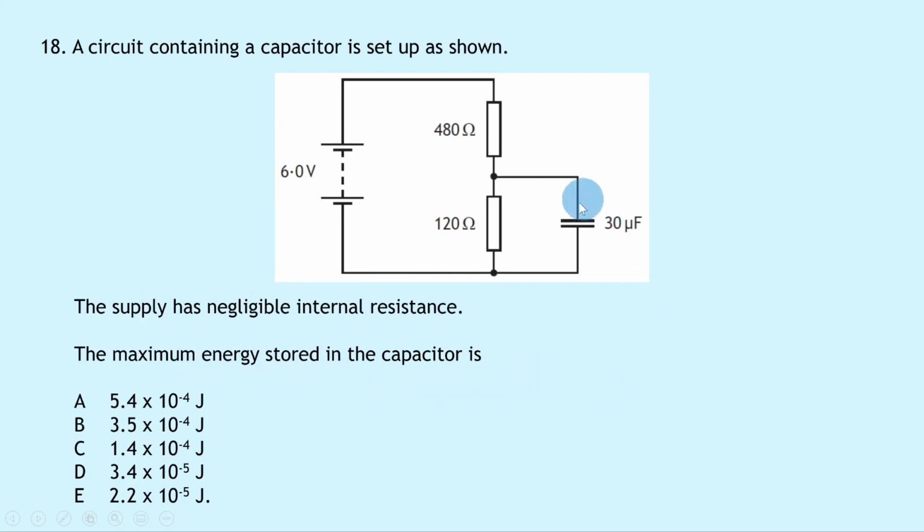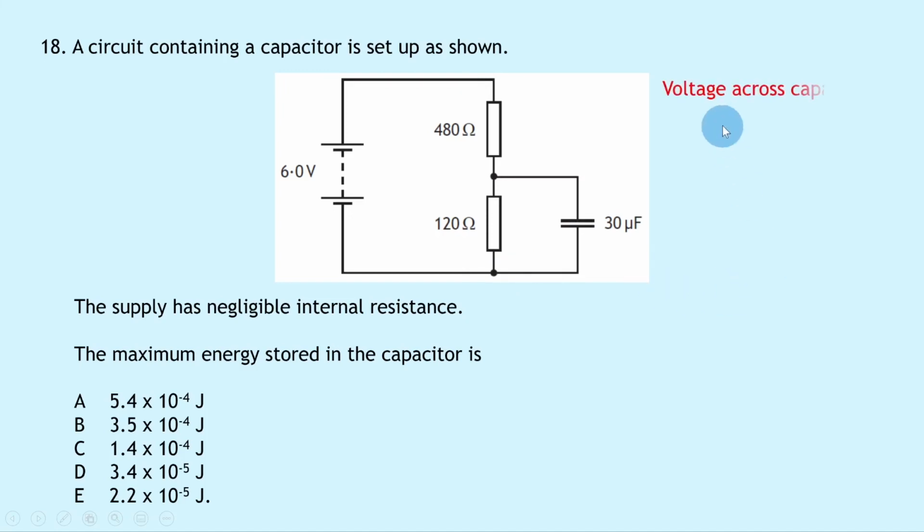Well, in order to find the maximum energy stored in this capacitor, we need to know what the maximum potential difference across it can be. Because the capacitor is in parallel with this 120 ohm resistor, remember in a parallel circuit the voltage across each branch will be the same. So we need to first find what the potential difference is across this lower resistor, and then that will tell us the potential difference across the capacitor. And then we can use an energy equation for capacitors that has potential difference and capacitance in it. So let's think about potential dividers first of all.